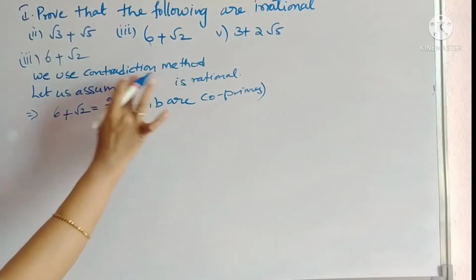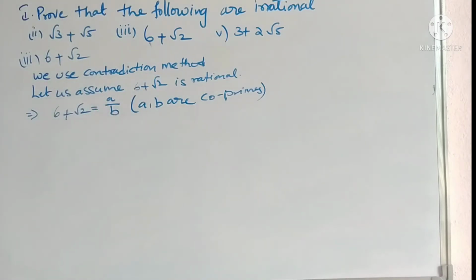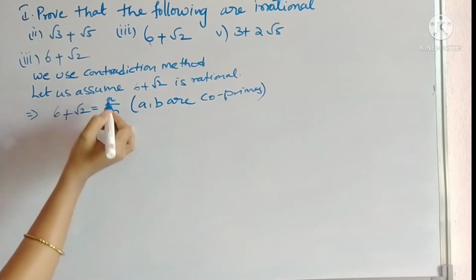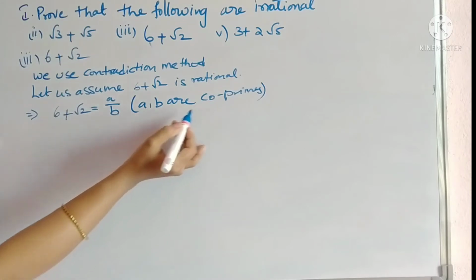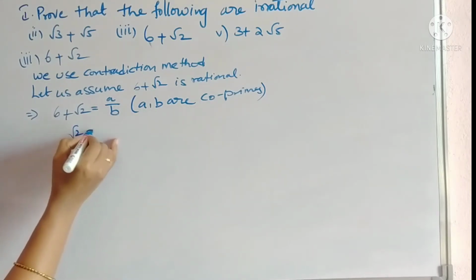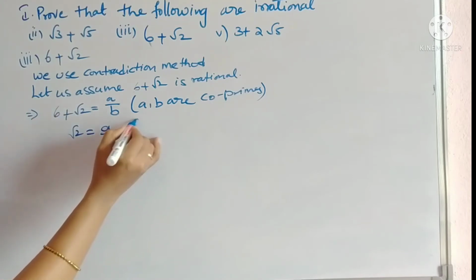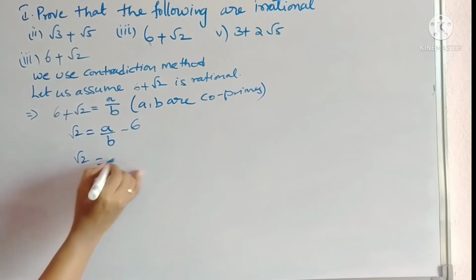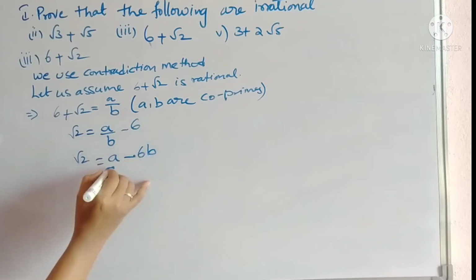So here is our third problem, that is 6 plus root 2. We have to prove 6 plus root 2 is irrational. So we use the contradiction method here. Let us assume 6 plus root 2 is a rational number. A rational number means it should be in the form of p by q. And here I took a by b instead of p by q. So a, b are co-primes, right? So then 6 plus root 2 is equal to a by b.